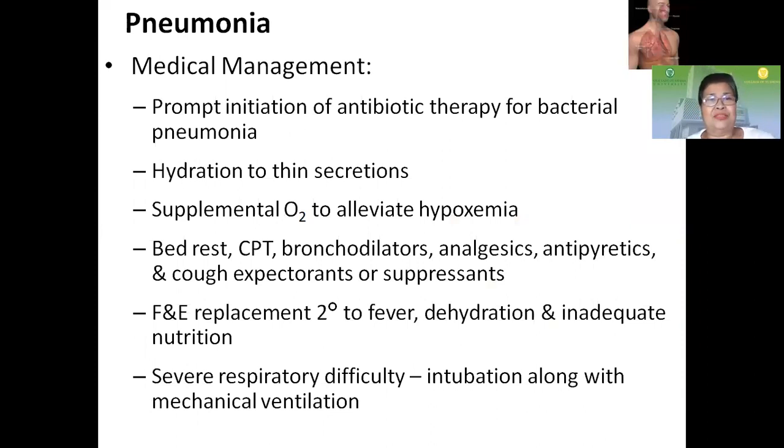So what's the medical management? Of course, initiation of antibiotic therapy for bacterial pneumonia. So anong antibiotic? So the best antibiotics are the macrolides, no? Like Citromax, clarithromycin, okay? Or Citromax can be combined with amoxicillin, okay? So yun ang the best drug, the best antibiotic given for a patient with bacterial pneumonia.